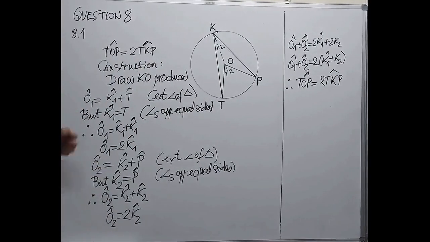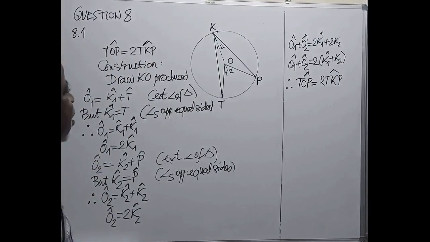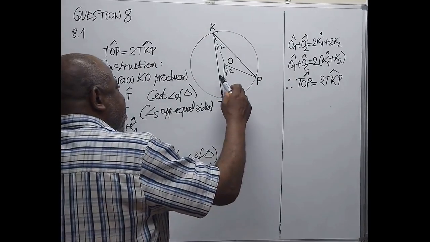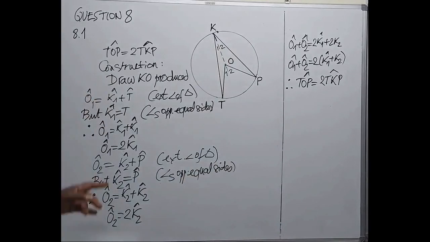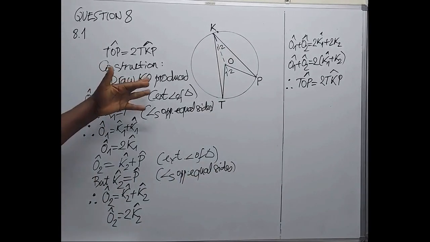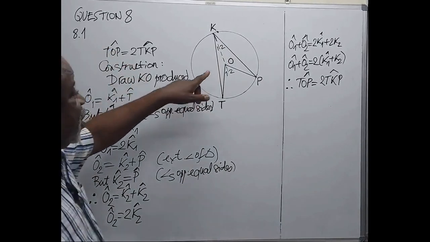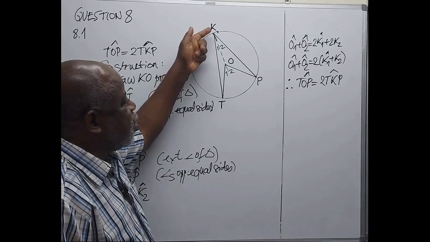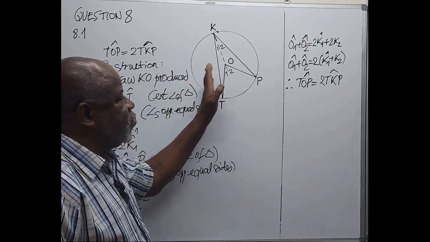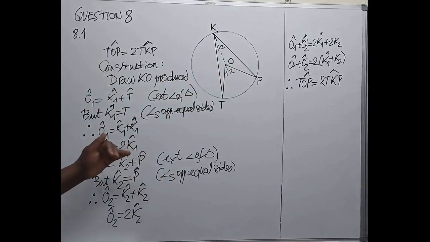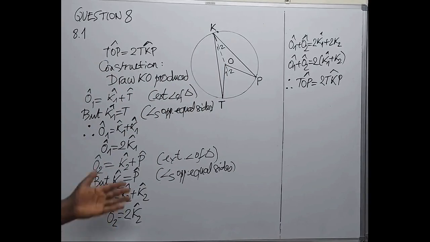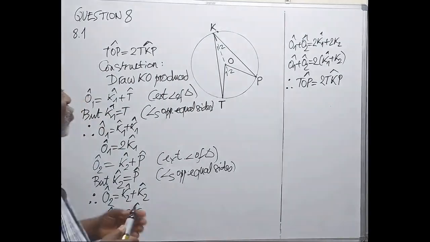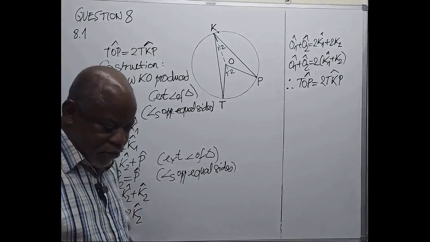It's simple. We have shown that the angle at the center is twice the angle at the circumference. We started with the construction, and you must make sure that you join K to O so that it's easy for you to see these two triangles, which will help you get to O1 plus O2. Then we are done with question 8.1. We're going to go to the next question, question 8.2.